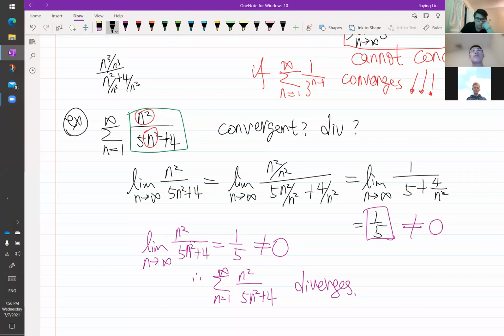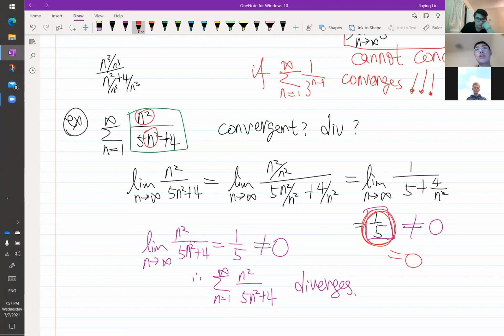Next question. Can we say it converges if it does equal 0? You still cannot conclude. If we end up finding this number to be 0 instead of 1/5, it still cannot conclude based on this divergence test. There will be other tests we can do to figure out whether the series converges, or we can look at whether it's a geometric series, or we have to use other ways.